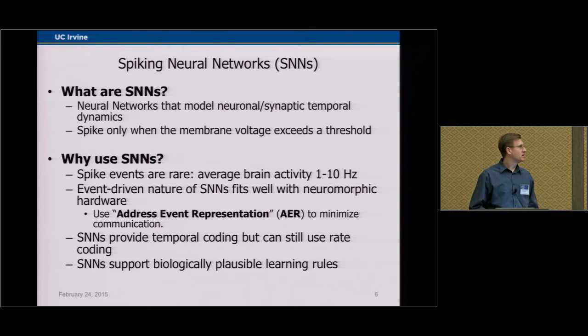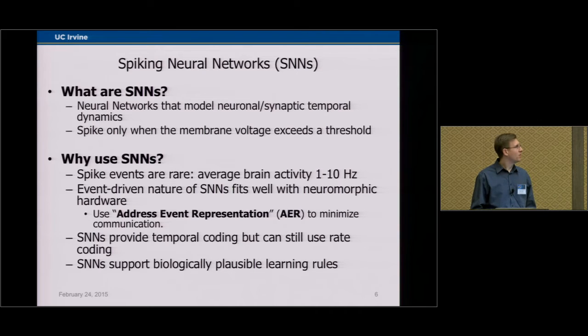We've chosen to use them because spike events are rare and, in a sense, power efficient. Average brain activity is 1 to 10 hertz. Also, the event-driven nature of spiking neural networks fits well with neuromorphic hardware. So you can use things like address event representation to minimize communication. That means routing spikes is a lot more energy efficient and a lot quicker. Also, spiking neural networks provide temporal coding mechanisms, but you can still use rate coding. And because of that, they also support biologically plausible learning rules like STDP. So these are some of the reasons we're using spiking neural networks in our simulations.